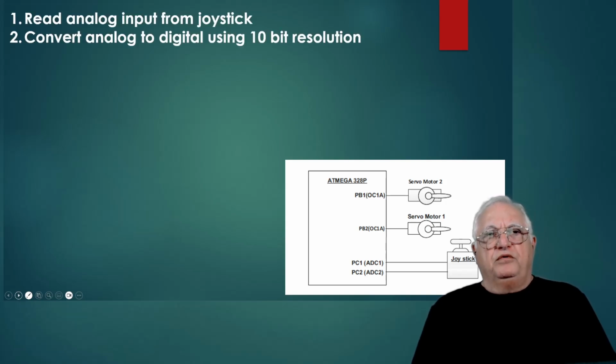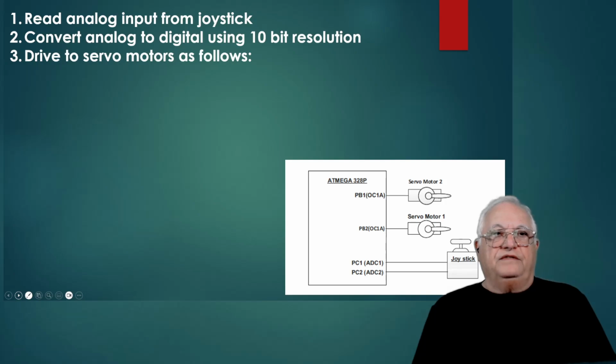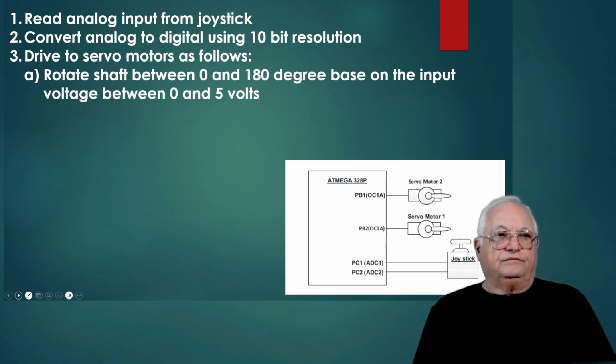Read analog input from the joystick, that be ADC1, ADC2. Convert analog to digital using a 10-bit resolution. Next, drive the servo motor as follows. Rotate shaft to 0 and 180 degrees based on the input voltage between 0 and 5. You're going to get in ADC1 or ADC2 values between 0 and 5 volts, and according to those values, you're going to drive your servo motor between 0 and 180.